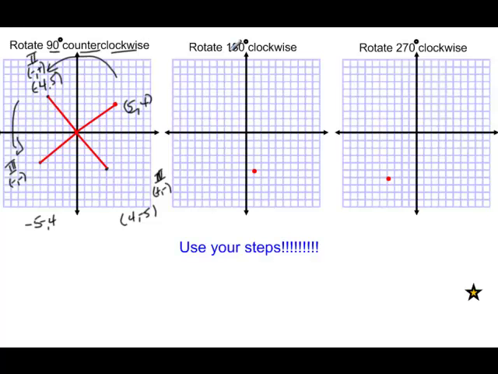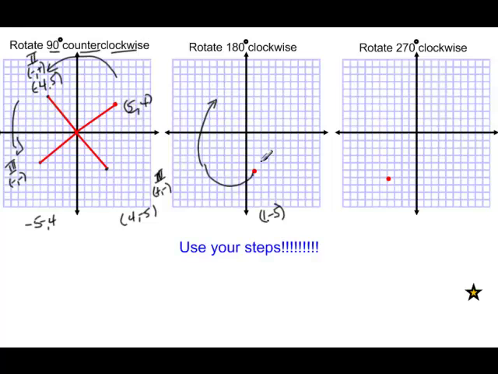Okay, next one. So if I have a point here, positive 1, negative 5. Okay, I'm going to write it down here. And I go 180 degrees clockwise. So that means I'm going to go this direction. So there's 90 degrees to that quadrant, and then 180 degrees to that quadrant.